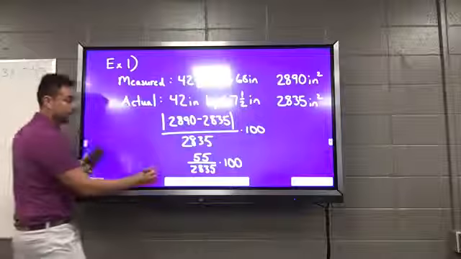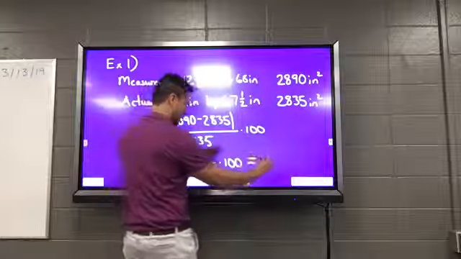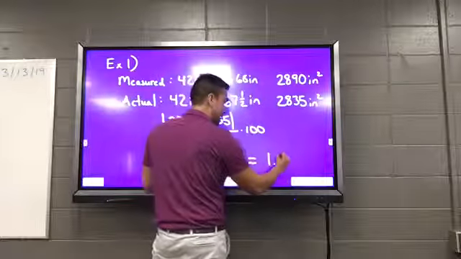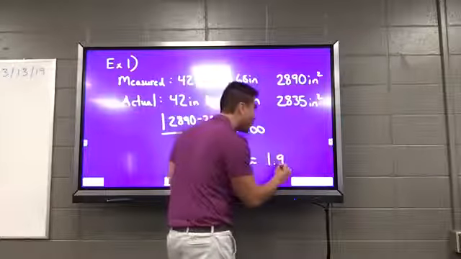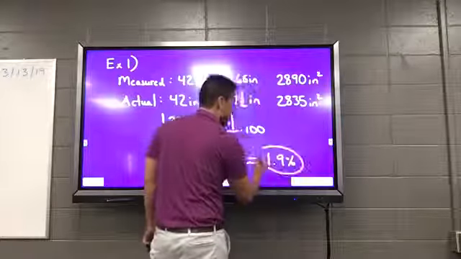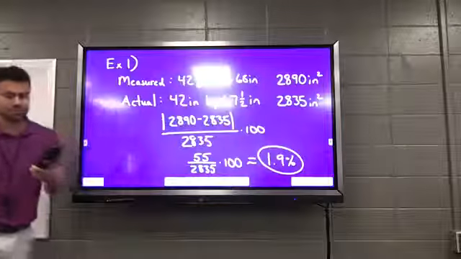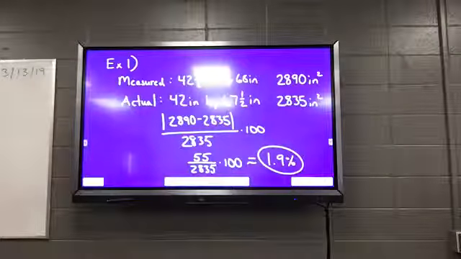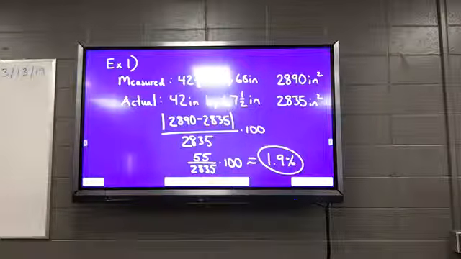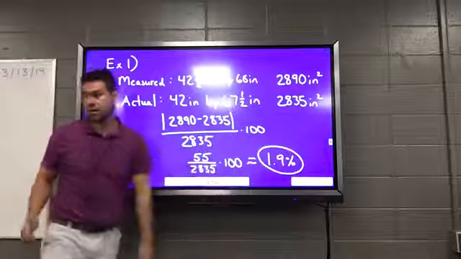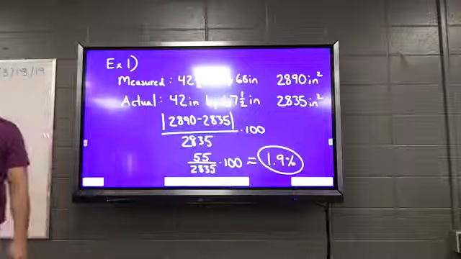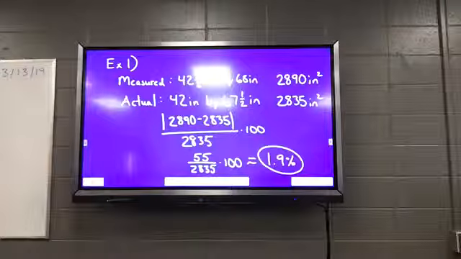I get approximately 1.9%. Approximately. 1.9400. But then you have to multiply that by... Yeah, but don't you just move the place? Oh. Yeah, you move it 2 to the right.